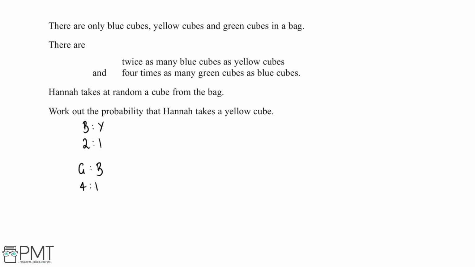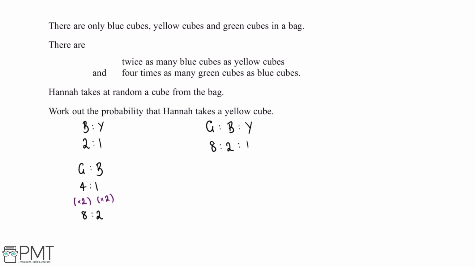So now what we're going to want to do is combine these two ratios here. Now both these ratios have the blue cubes included in them. However, in order to combine these ratios, we're going to want this number to be the same. So to do this, we can multiply this ratio by 2. Now what this means is for every 8 green cubes, there will be 2 blue cubes. So these two ratios are still equivalent, but we can now combine these ratios. So the ratio of green to blue to yellow cubes will now be 8 to 2 to 1.